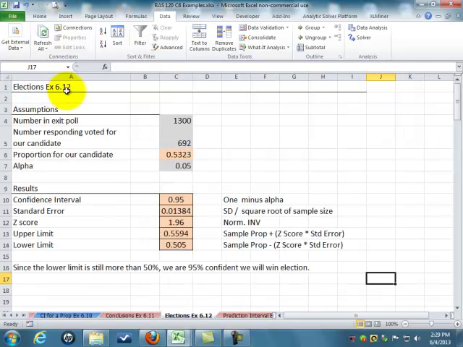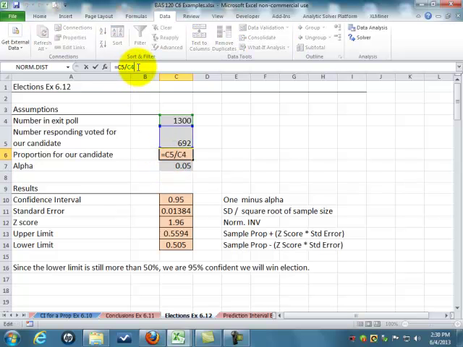The next example, 6.12, talks about elections. How can we figure out whether a candidate's going to win an election? Let's say we poll 1,300 people. They respond, 692 say they're supporting our candidate. We just calculate that proportion. 692 divided by 1,300 is 53%.